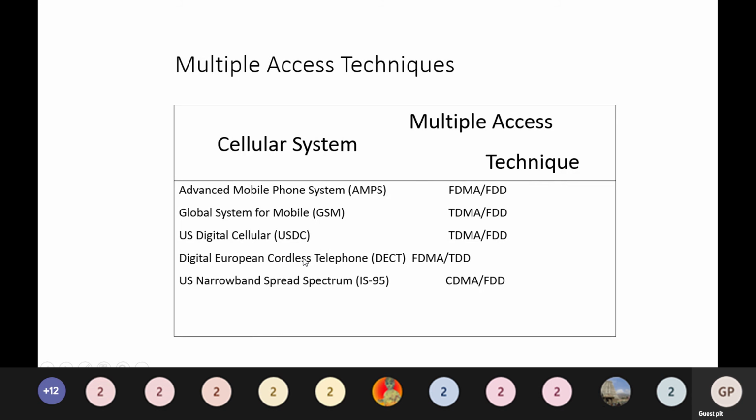Digital European cordless telephone, DCT: FDMA/FDD/TDD. US narrowband spectrum: IS-95 CDMA, FDD. They are all used.